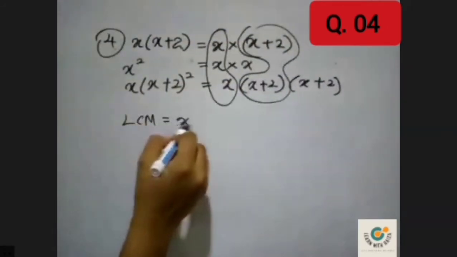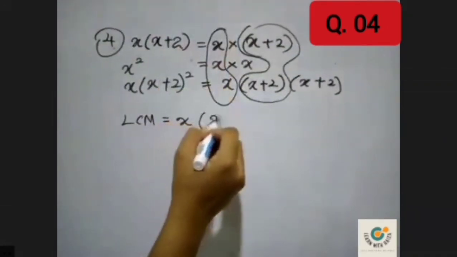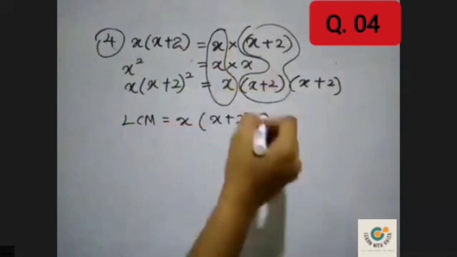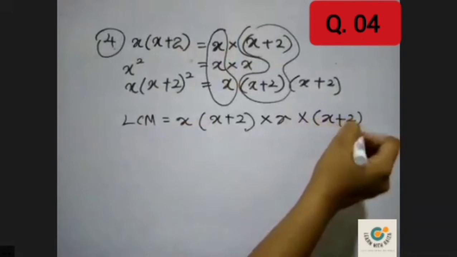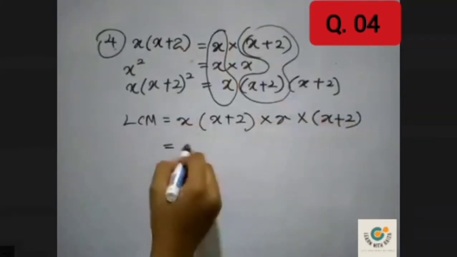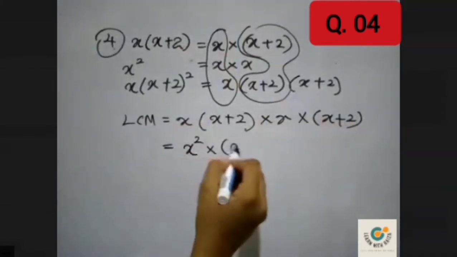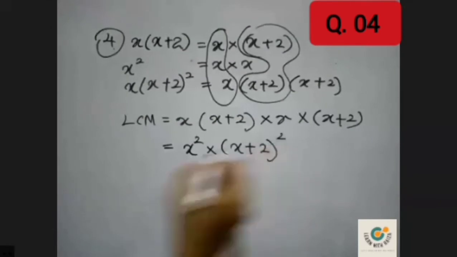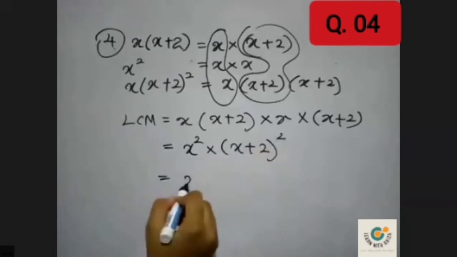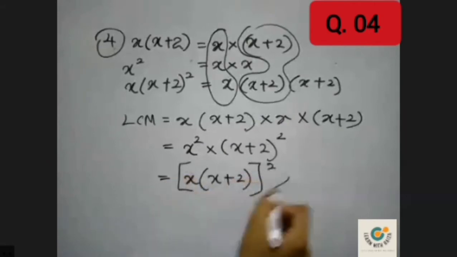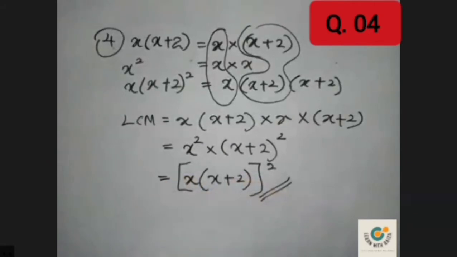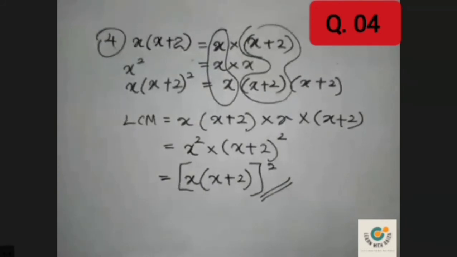LCM is equal to x one term, x plus 2 another term, the remaining term x here and another remaining term x plus 2 here. If I solve this one, I get x squared into x plus 2 squared. So in other terms, I can tell x into x plus 2, the whole thing, you are getting a square. This is the LCM of the algebraic expression, right?